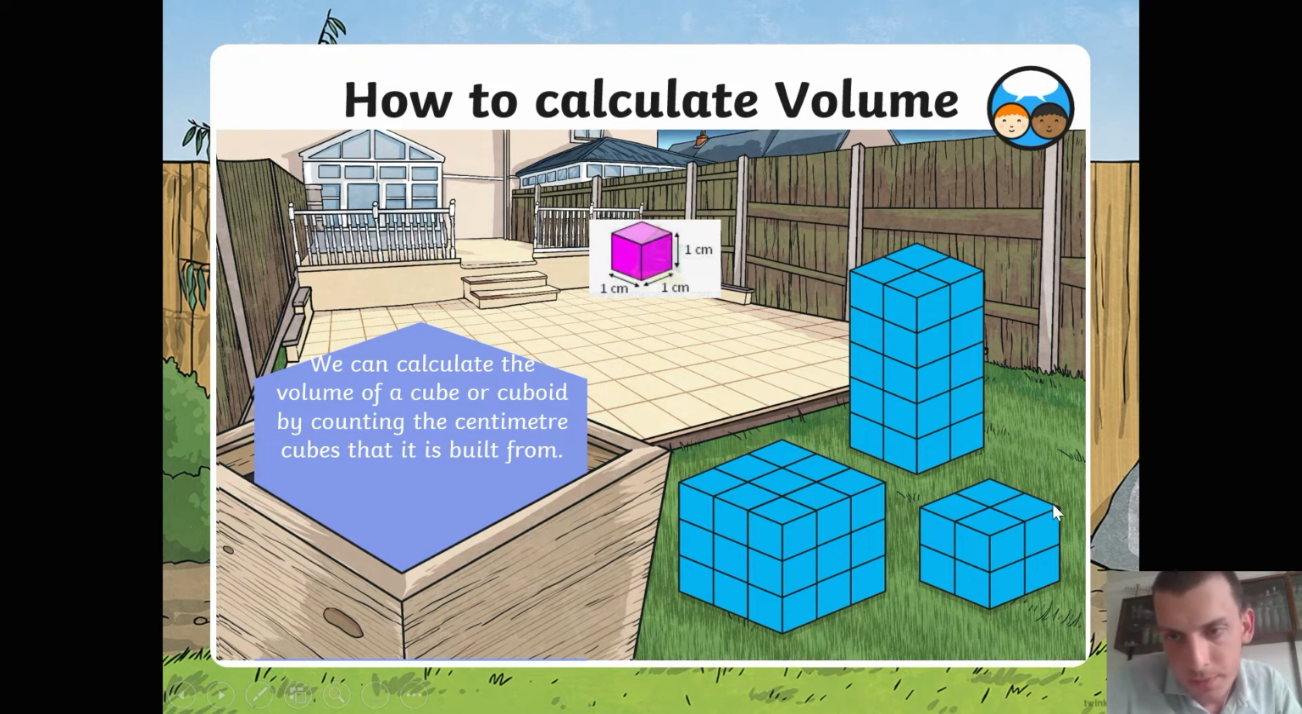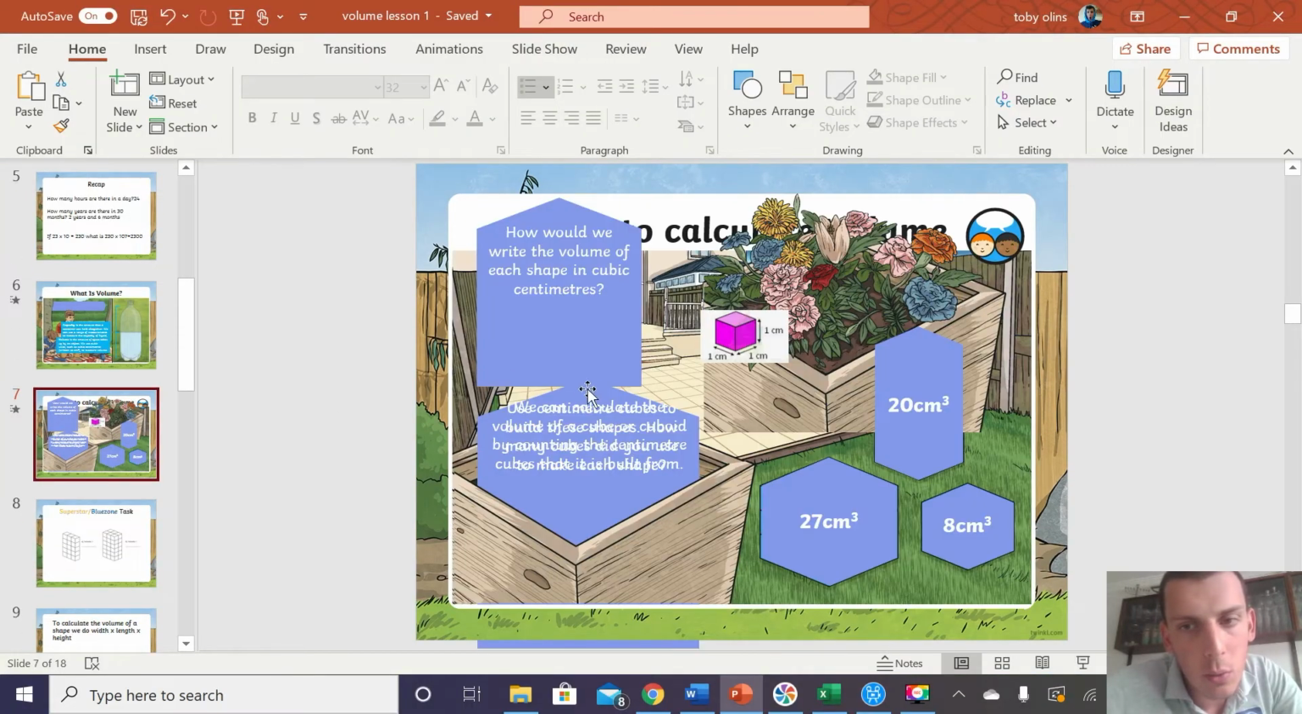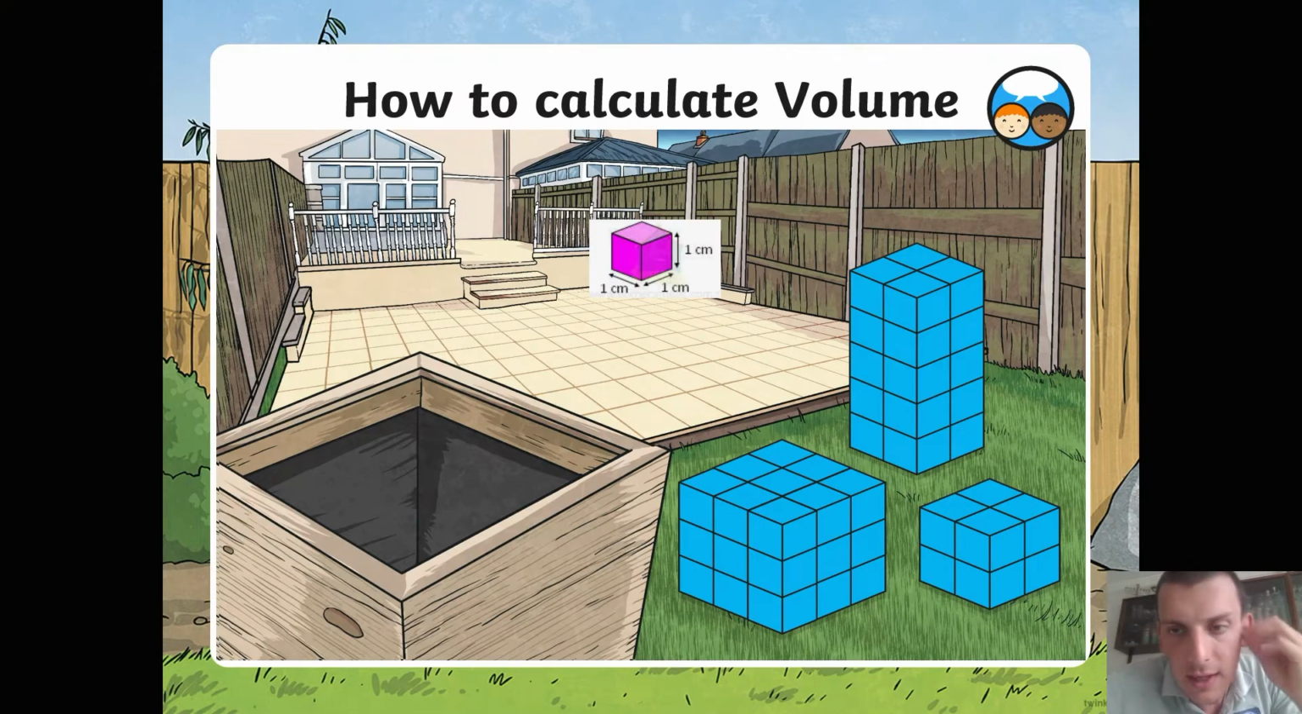So we're going to start with this one. Actually, I'm not going to do it that way because that's not going to work. I'm just going to count them up. So 1, 2, and then you've got one at the back, 3, 4, and then we've got 5, 6, 7, and then you can't see that one, but there must be another one at the back. So that would be 8. That's the volume: 8 centimeters cubed for this one.